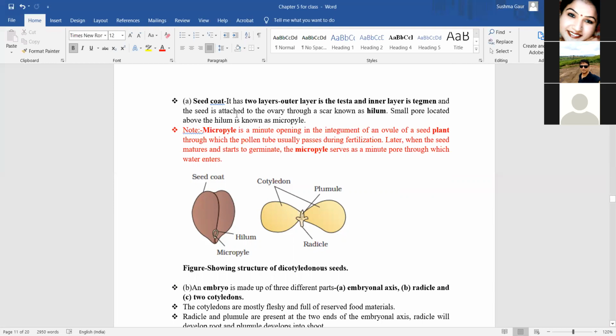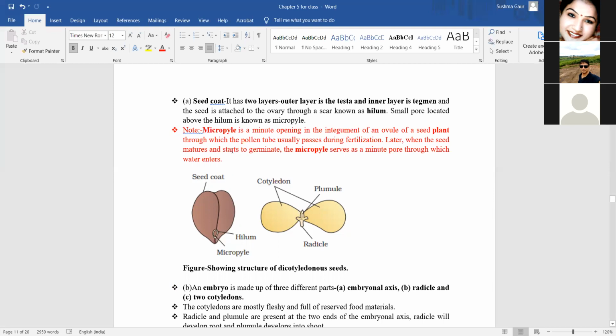The seed remains attached to the ovary with the help of hilum. So this hilum is a structure through which the seed will be attached to the ovary. You know that in any fruit, in one ovary, many ovules will remain attached. This is also an ovule. It will remain attached to the ovary with the help of the hilum. And there is also a structure present just below the hilum. It is known as micropyle.